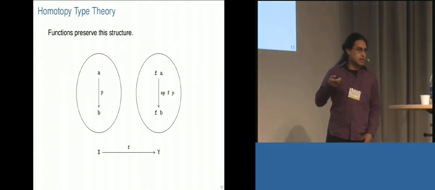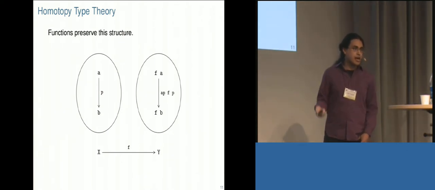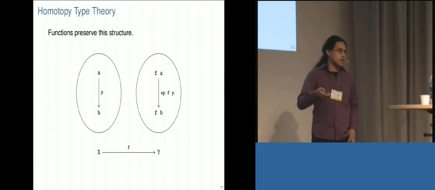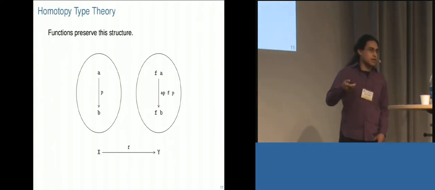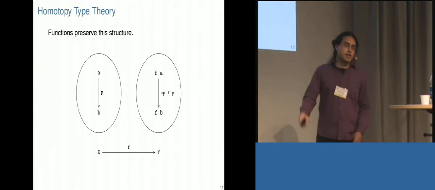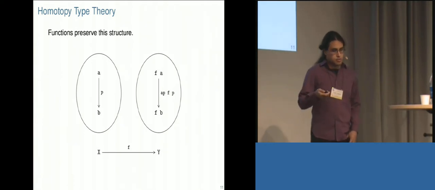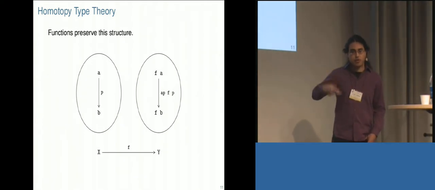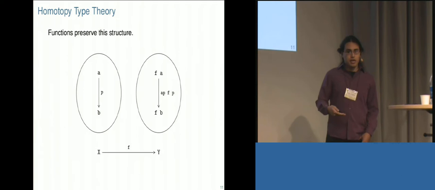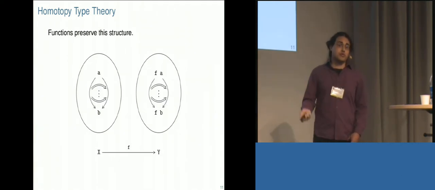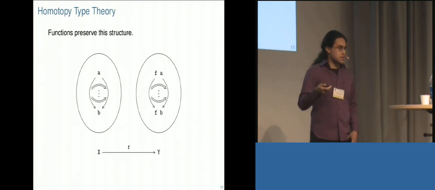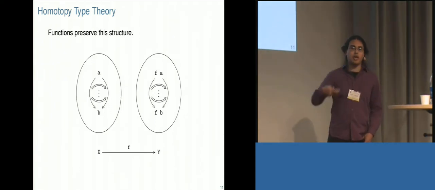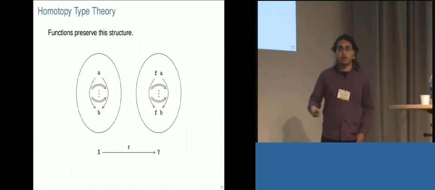Here, what that means is that if P identifies A with B and X, then I spell it ap F P, which identifies F of A with F of B and Y. Right? And remember, because there's structure above just the identifications, all of that structure is preserved. So not just the equalities, but really all the way up, everything is preserved functorially by functions.